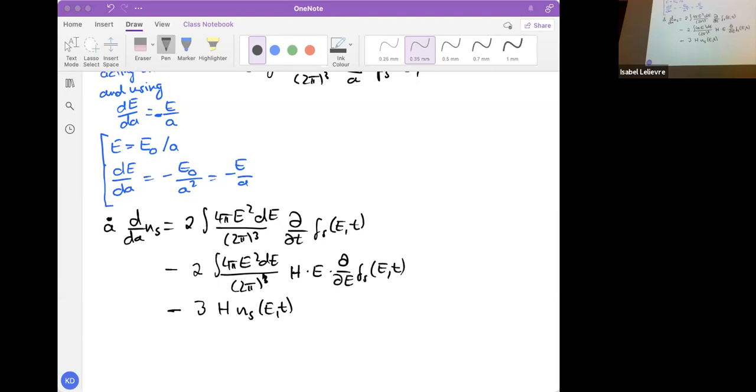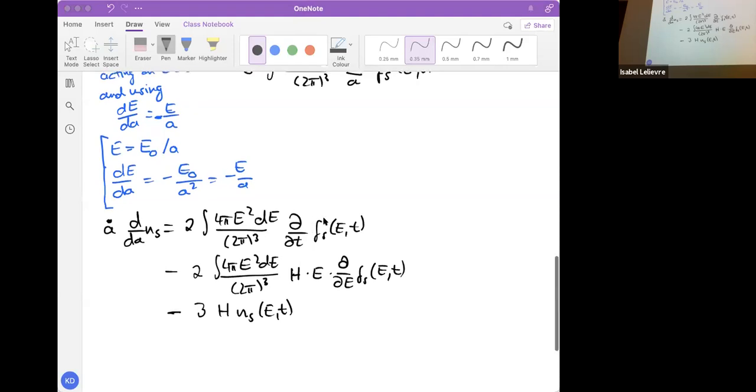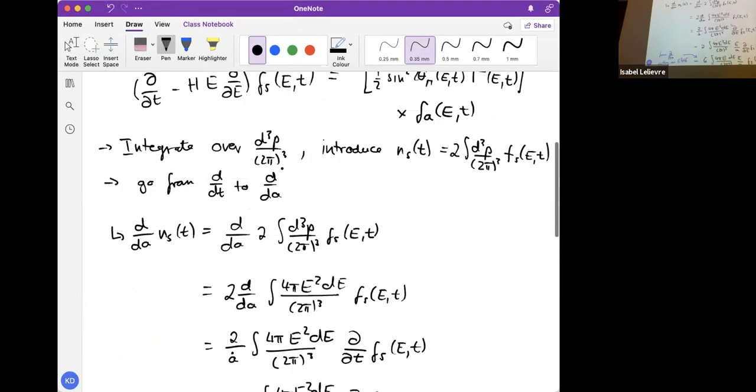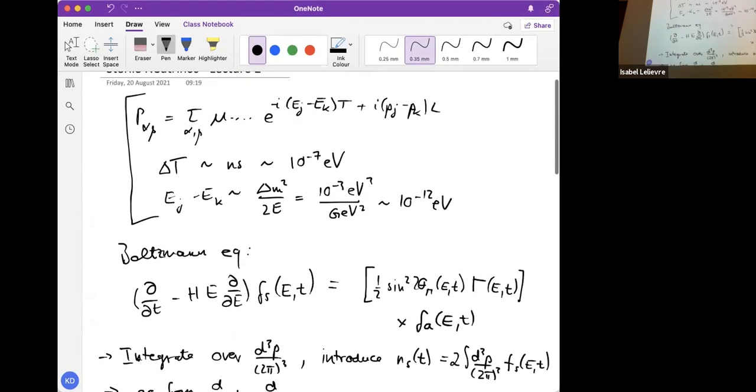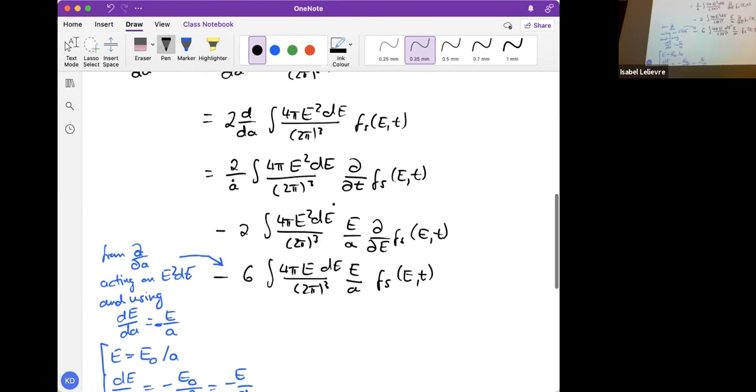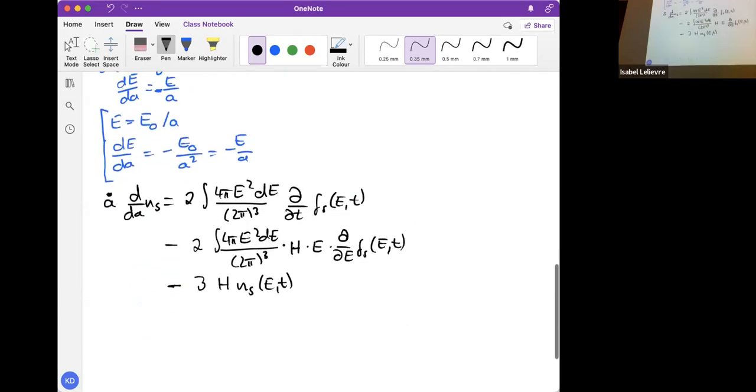Now what we have here in the first 2 terms, what's under the integral here, is very similar to what we had on the left-hand side of our Boltzmann equation. If you allow me to quickly scroll up again, here we also had d over dt minus HE d over dE. So that's precisely what's appearing under the integral here in the first 2 terms. So in those first 2 terms, we can now apply our Boltzmann equation.